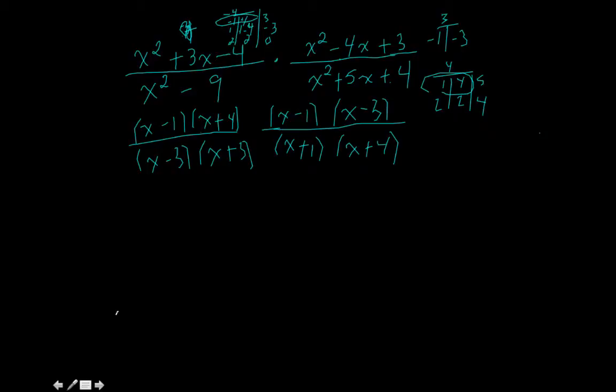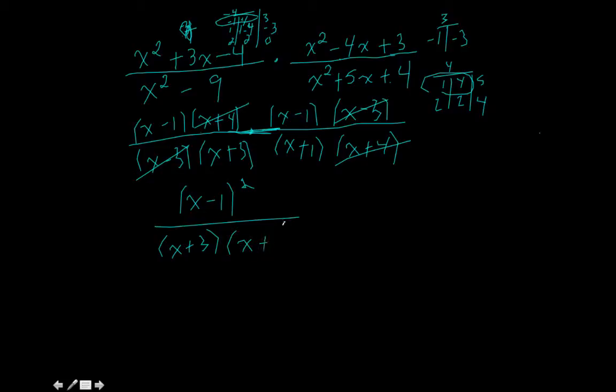Because everything's factored and everything's in parentheses now, I can just forget the dot. Now I can cancel stuff that matches. So x plus 4, as long as x isn't negative 4. X minus 3, as long as x isn't 3. And so I have left on the top x minus 1 squared over x plus 3, x plus 1.